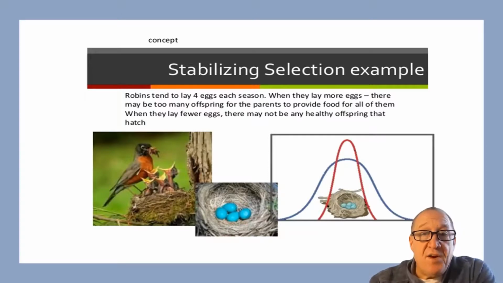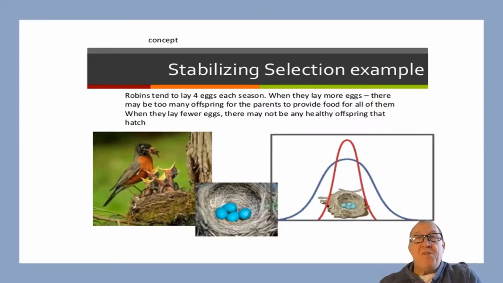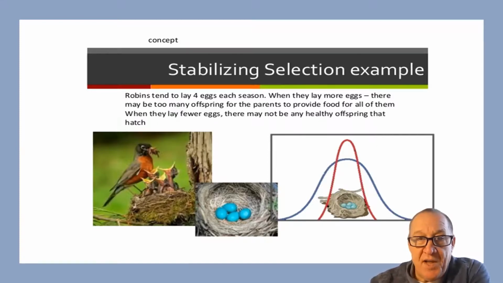On the other end of the spectrum, what may happen is that when they lay fewer eggs, not all the eggs hatch into healthy robins. So many times these will die as well. So now the smaller number of offspring and the larger number of offspring are selected against. And you start to see more of a median number of eggs that actually get hatched. So in stabilizing selection, the selection is against the two extremes.